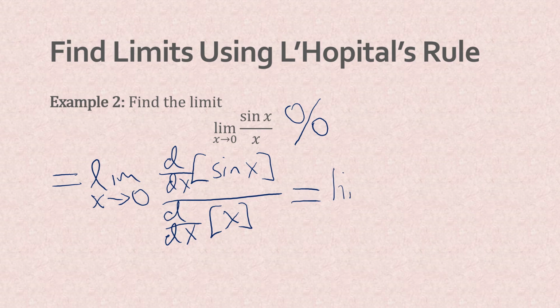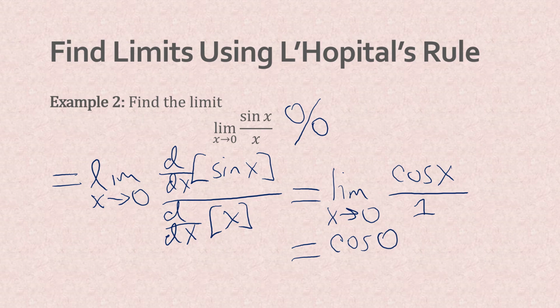So that's the same as the limit as x approaches 0 of the derivative of sine, which is just cosine. And just like before, the derivative of x is just 1. And now we can just evaluate cosine at 0 since it's a continuous function. And cosine of 0 is 1, a value which we already know. You can see in general what L'Hopital's rule does for you through differentiation: it simplifies the expression for which you're trying to take the limit of.